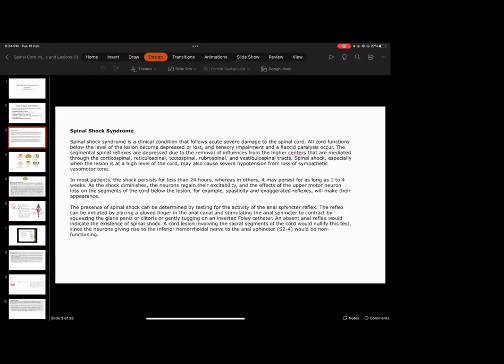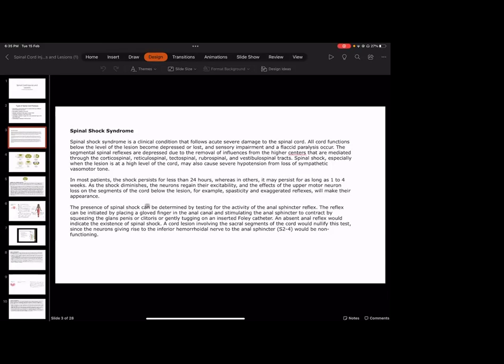So what they're basically saying is that if there's a lesion at the sacral segments, usually called cauda equina syndrome, there's no point in doing the test. Basically, it nullifies the test because the neurons that give rise to the anal sphincter and whatnot will not be functioning. So the test doesn't matter at that point.